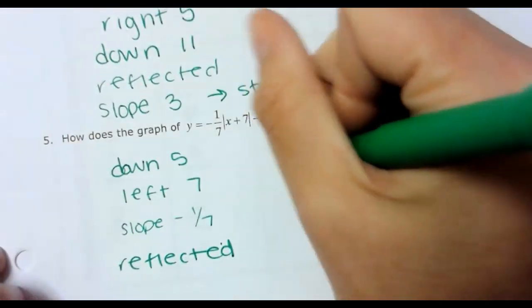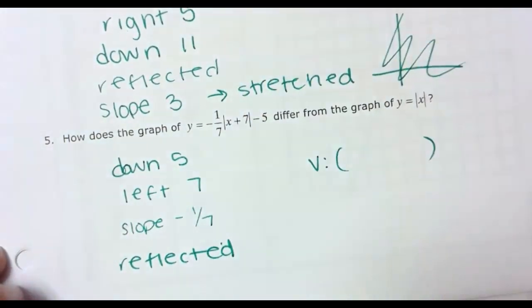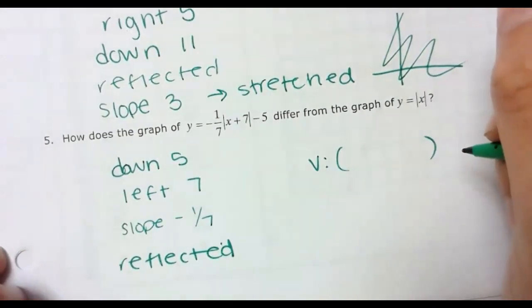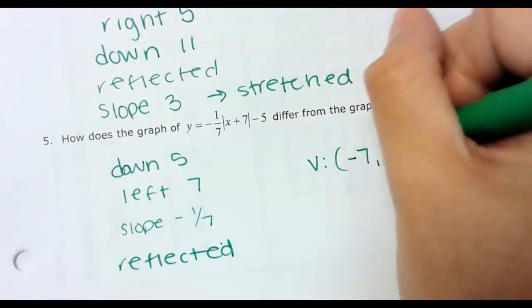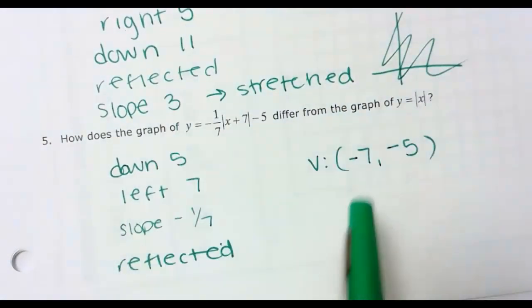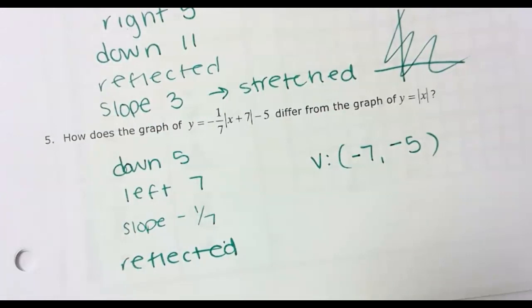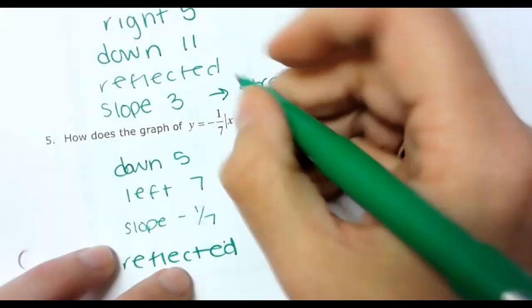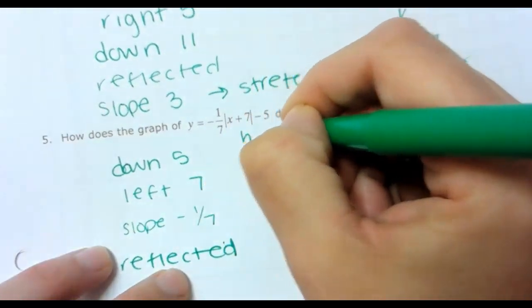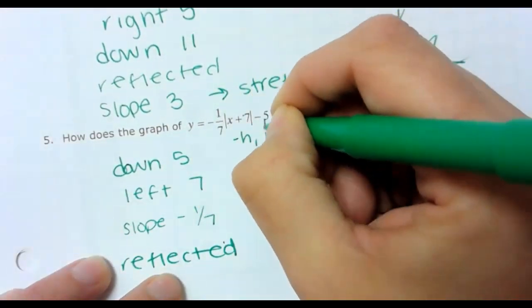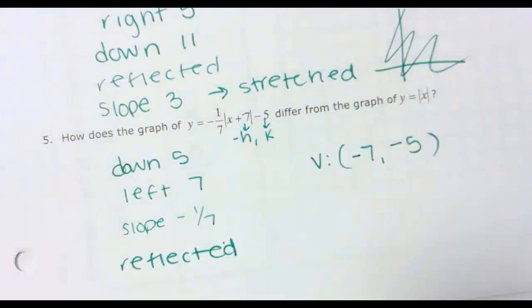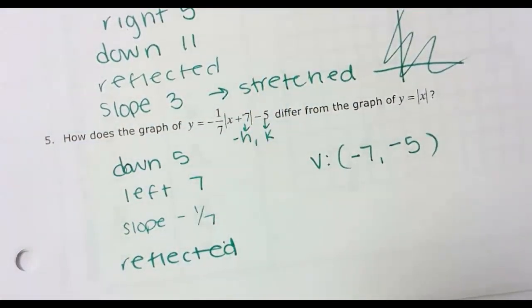Okay, Joseph, can you tell me my vertex? Flip it. Perfect. And negative 5. So the vertex is negative 7, negative 5. So again, the vertex is H, comma, K. In this case, if H is positive, my vertex is always negative, and whatever the value of the K is, so is my vertex. So it's reflected down and left.